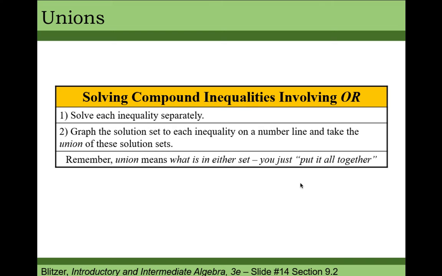Underneath there, you might want to star that or underline it. Remember, union means what is in either set. You just put it all together. I like to remember this for union, which is your or: union starts with a U, so you're going to use the U symbol. Intersection is for and, and we want the upside down U for that.